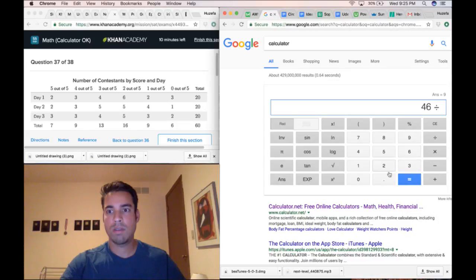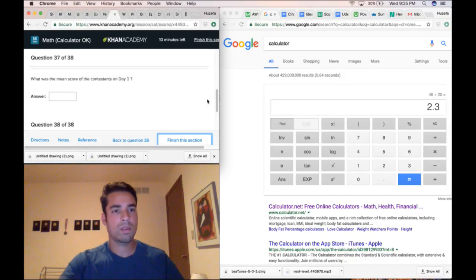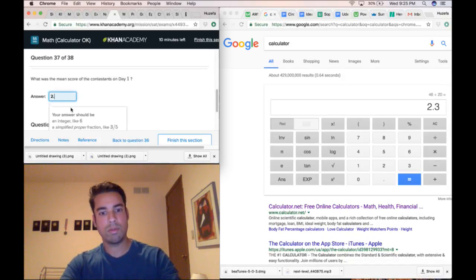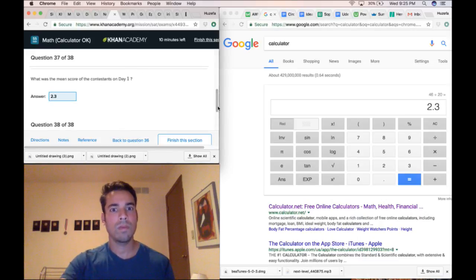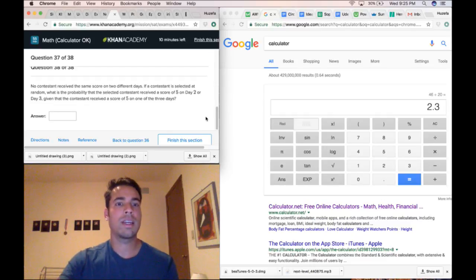46 divided by 20 equals 2.3. Ooh, I don't like it. It's a decimal, but I think it's right. 2.3. No contestant received the same score on 2 different days.